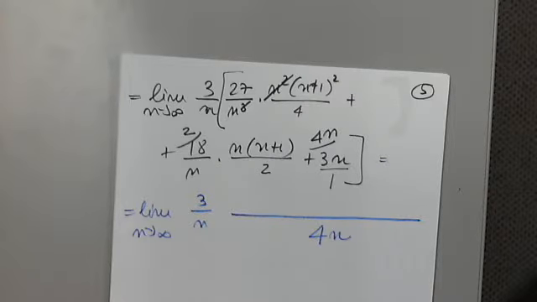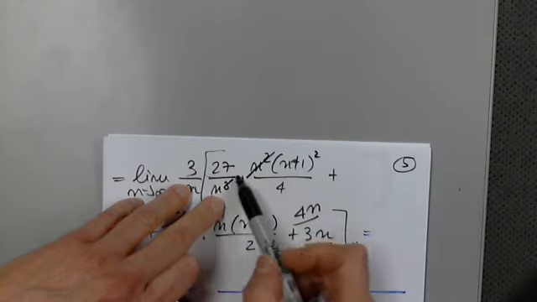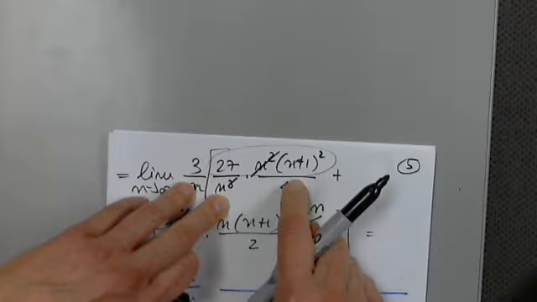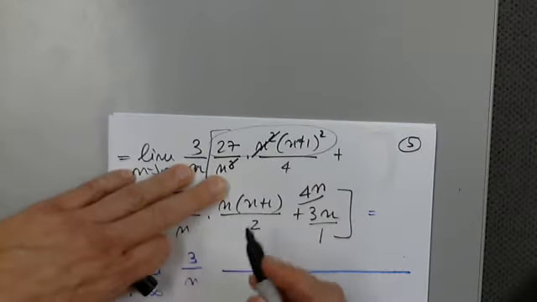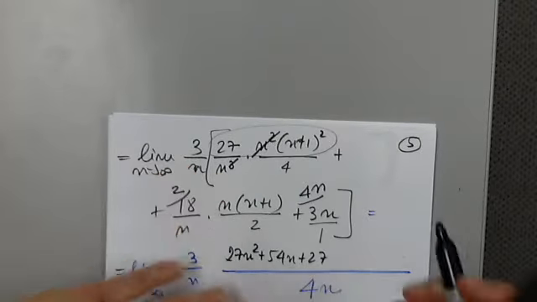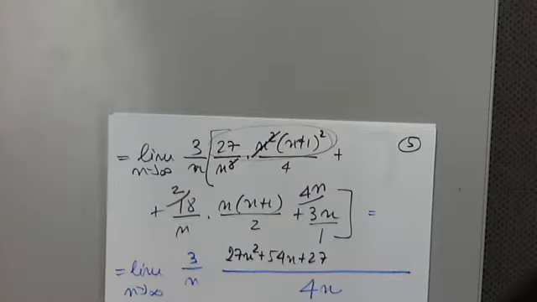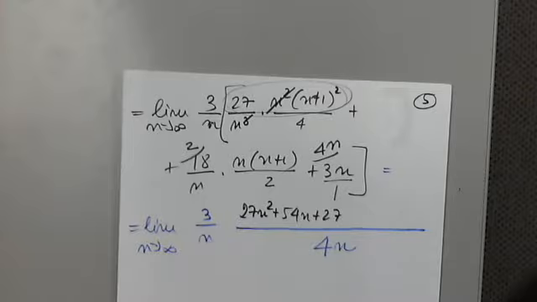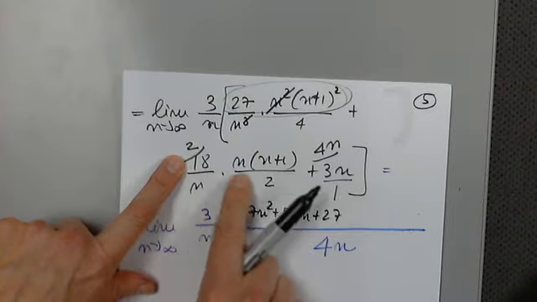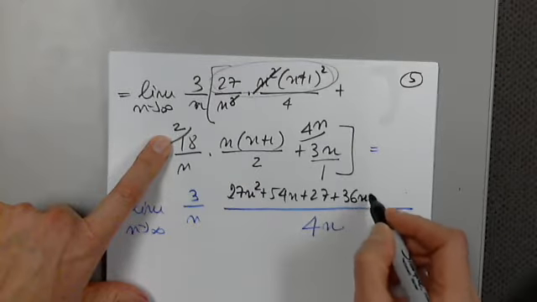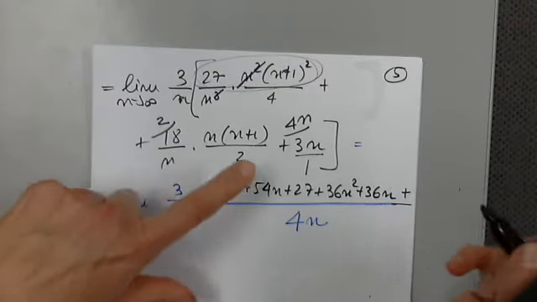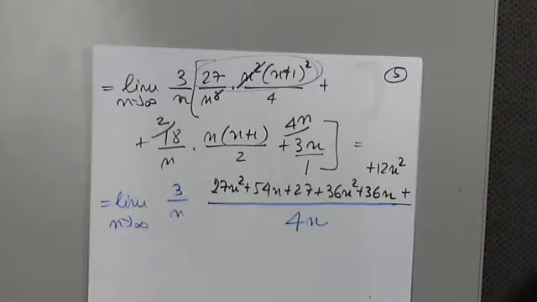Okay, ready? So this part is clear. I have to expand n plus 1 squared, and I get n squared plus 2n plus 1, correct? And I have to distribute 27. So 27n squared plus 54n plus 27. This is this piece, 27 times n squared plus 2n plus 1. Now this piece, it's 36 times n squared plus 36 times n, so 36n squared plus 36n. And of course, I have to write above plus 12n squared.